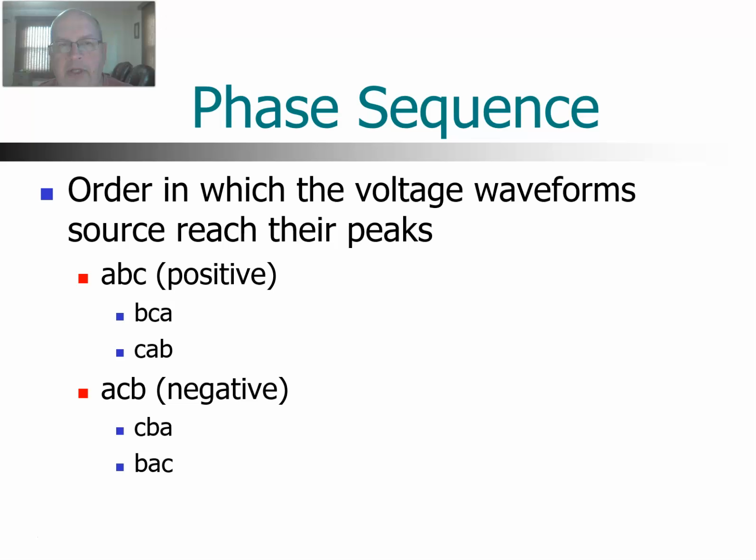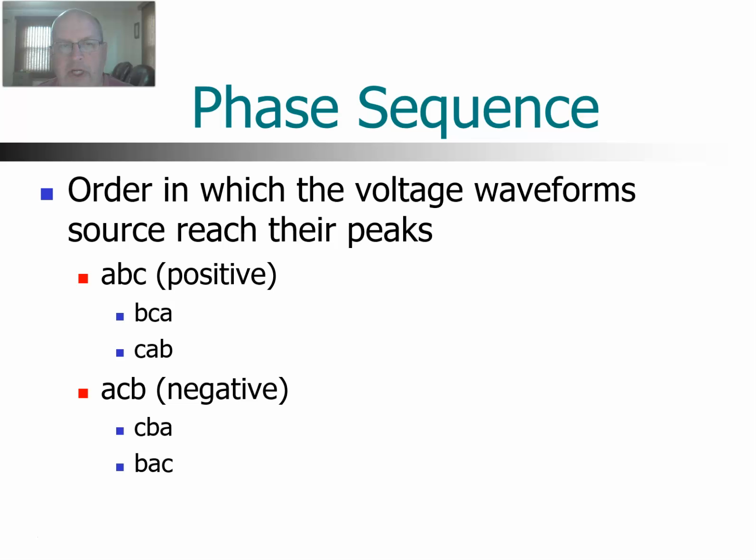The phase sequence in three-phase power is the order in which each of the phases produce their voltage and when they reach their peak. So in other words, if the A phase reaches its peak first, and then the B, and then lastly the C, we call that ABC phase sequence. And ABC phase sequence is also known as a positive phase sequence.